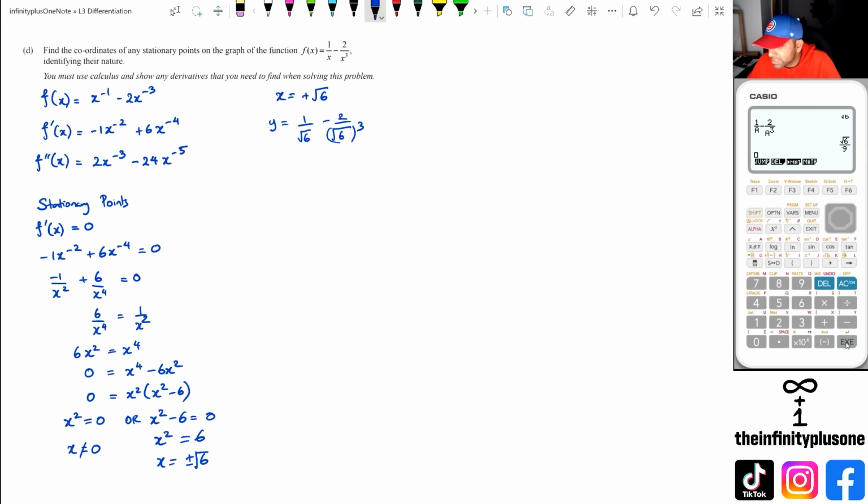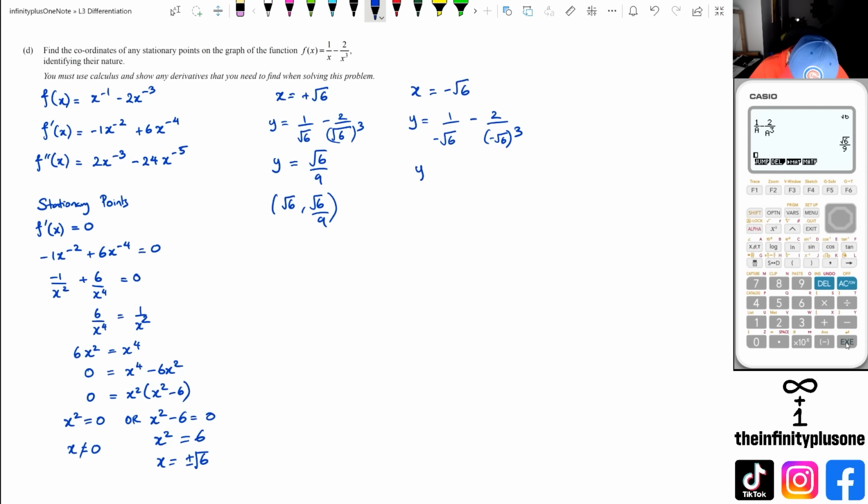So when I do this, I'm going to get square root of 6 over 9. So y is equal to square root of 6 over 9. So here's my first point, square root of 6 and square root of 6 over 9. When x equals minus square root of 6, I'm going to get y is equal to 1 over minus square root of 6 minus 2 over negative square root of 6 over 3.